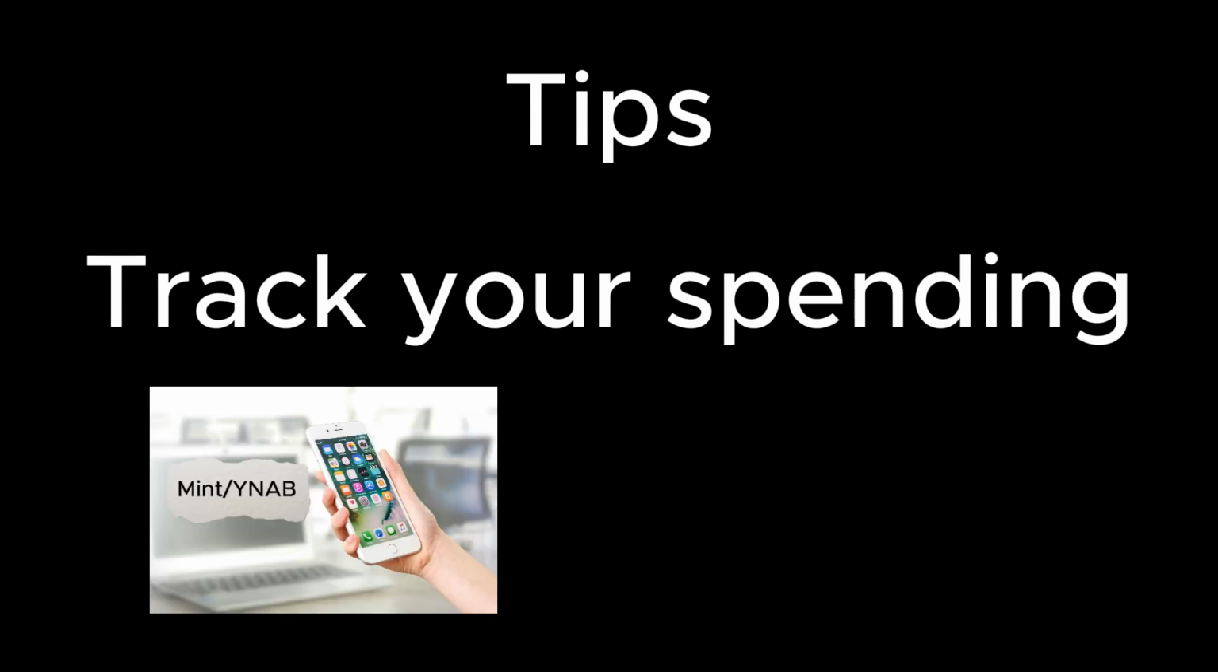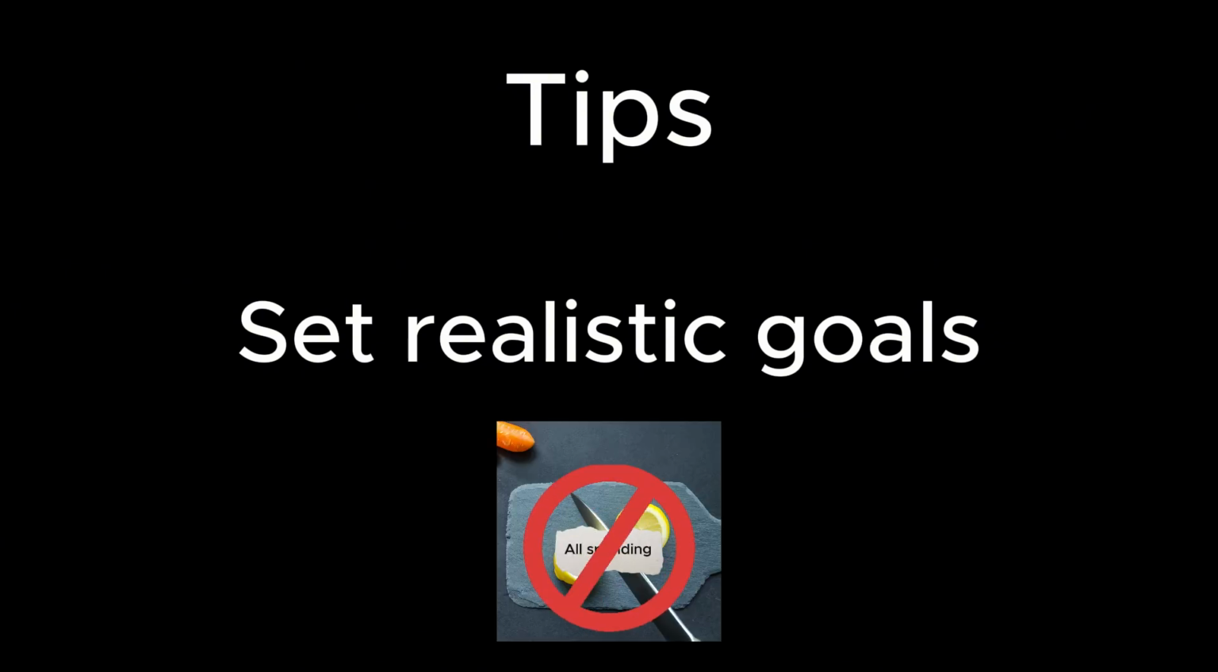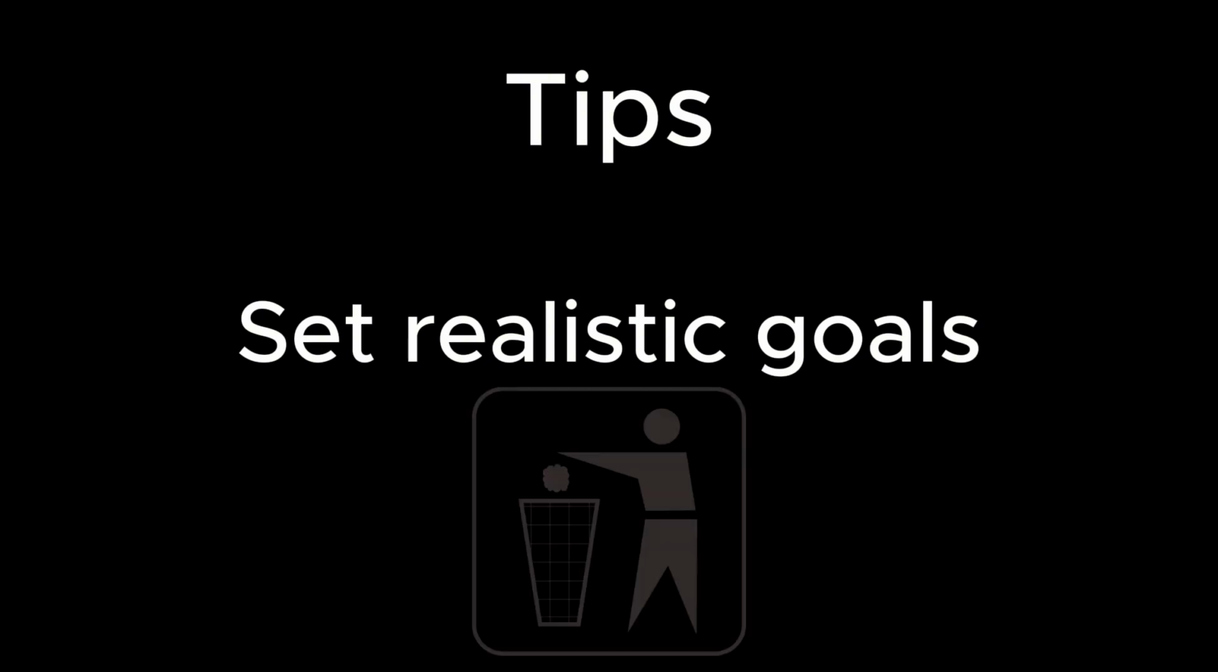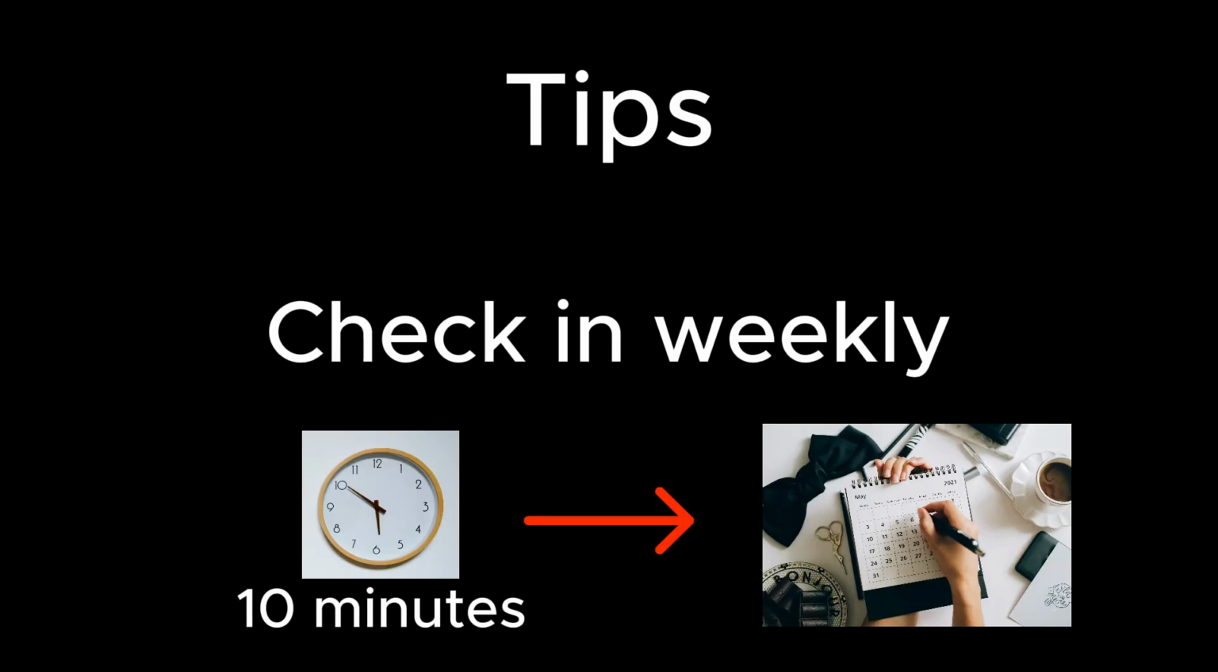Track your spending. Use an app like Mint or YNAB to monitor where your money goes. You can also keep track of your spending on a simple Excel sheet. Set realistic goals. Don't aim to cut all spending at once. Start small, like reducing takeout by $50. Check in weekly. Spend 10 minutes every week reviewing your income and expenses to keep yourself on track.